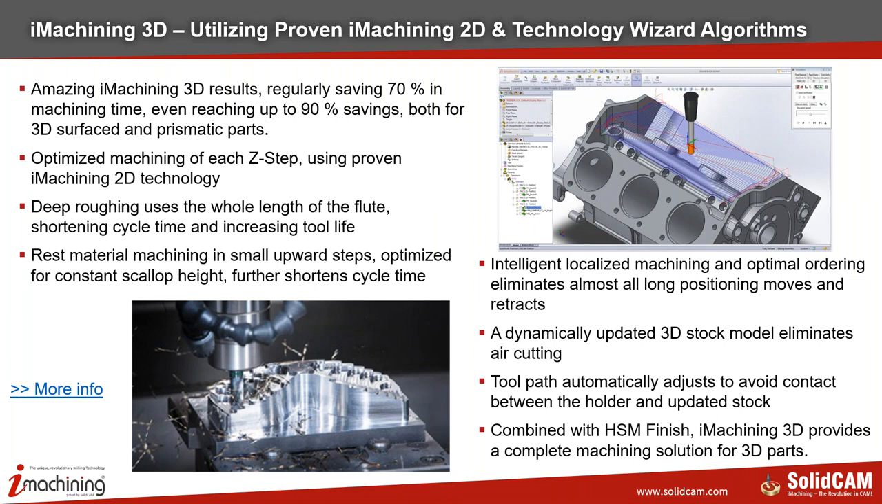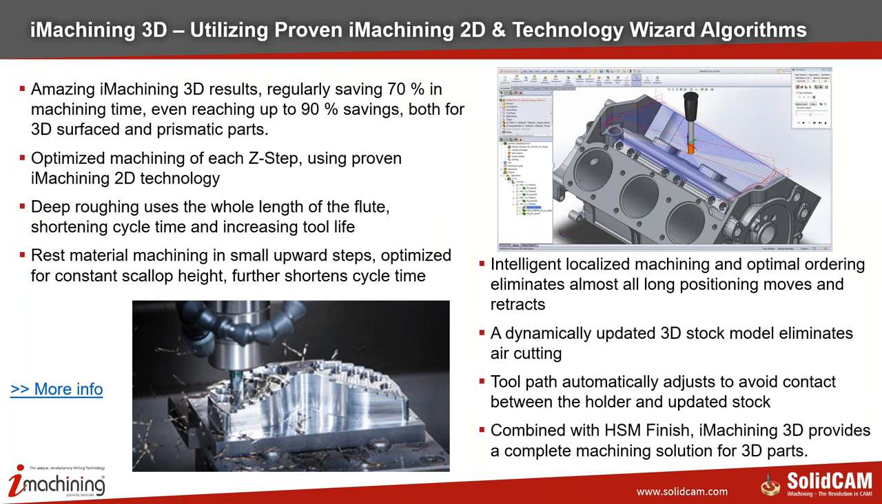It's a proven algorithm. It basically saves up to 70% of your time in machining, and even up to 90% when you're machining extremely hard materials with very small diameter tools. It's optimized machining for each Z step. That means it goes to one full level first, scoops the material, and then it uses what we call a rest roughing cycle within the iMachining 3D cycle to create step-ups that will then create the scallops for us, as you see in the picture below on the left-hand side.